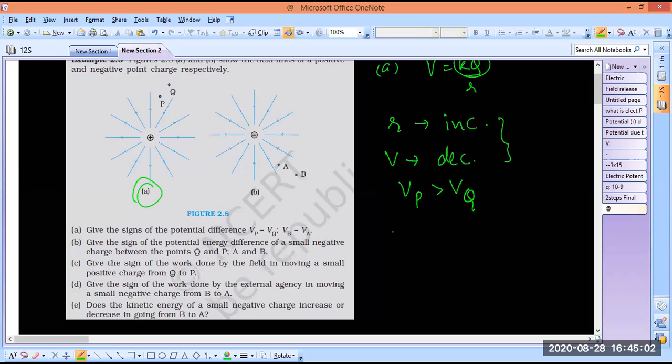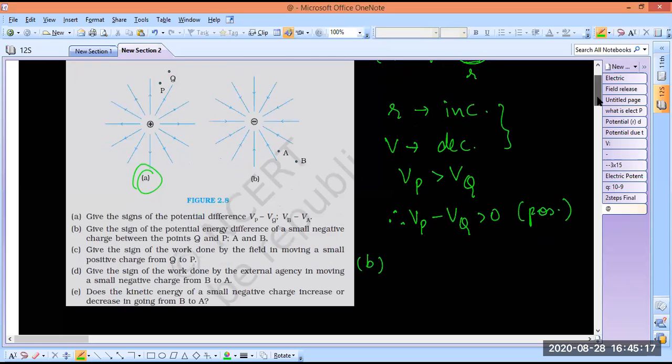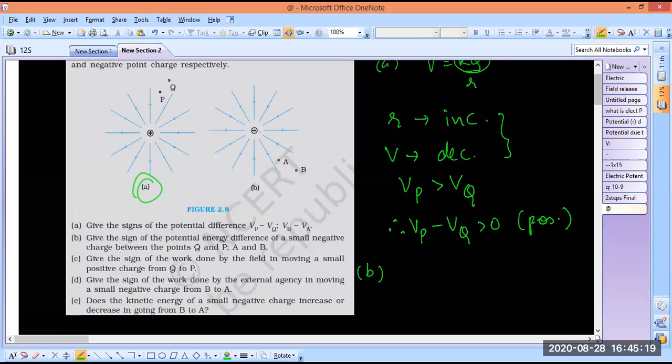So that means Vp minus Vq is greater than 0, positive. So many of you gave the right answer. Well done. Now we will try similar for B. For B, you have this charge as negative. So V is equal to k times minus q by r, some negative charge. That's why I'm writing minus q. Hitansh says first will be positive, second is negative.